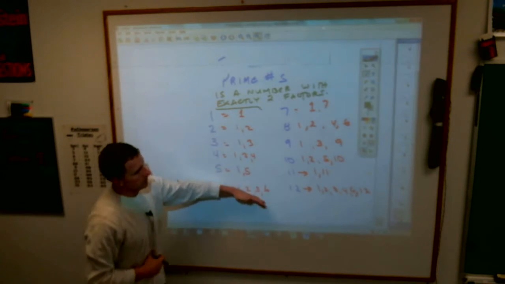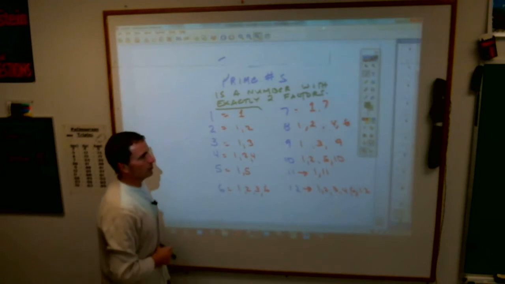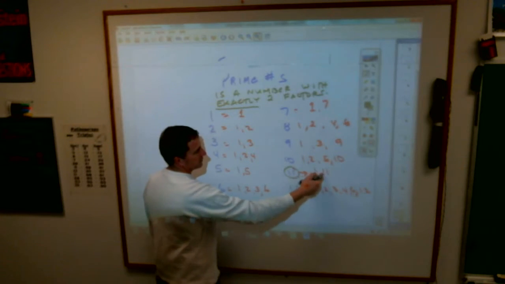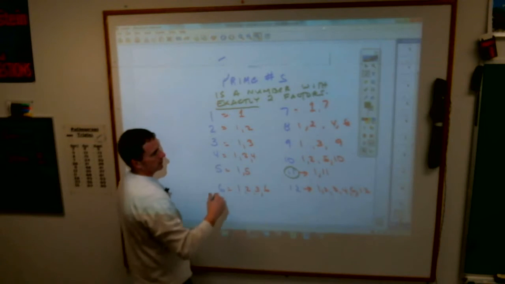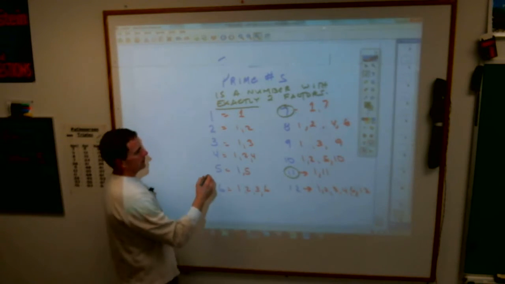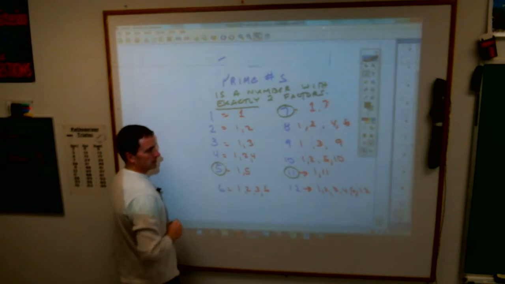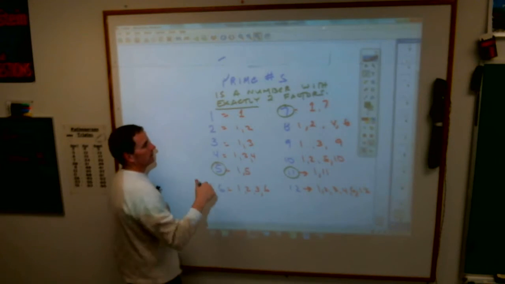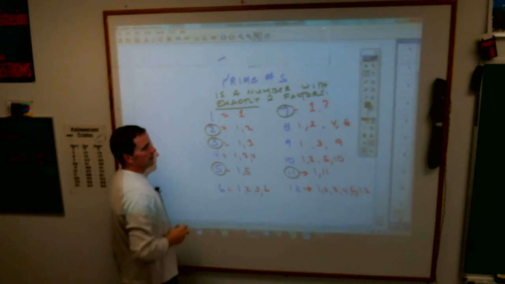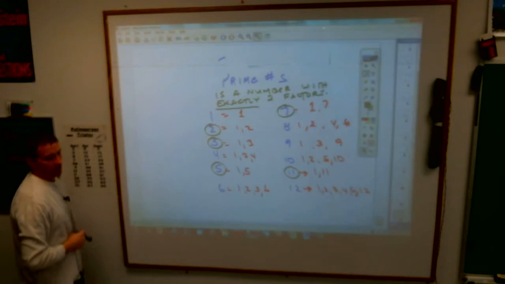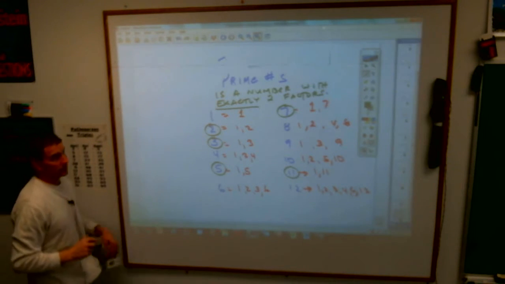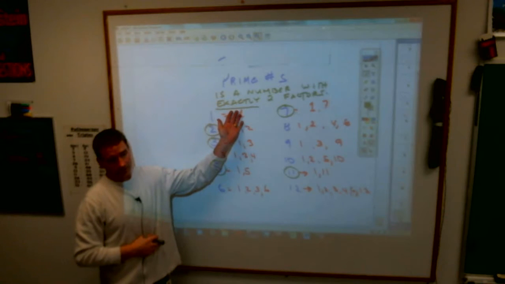So if you look at all the numbers we wrote here, which ones would we call prime numbers? Well, the number 11 is prime because it only has 1 and 11. The number 7 is prime because it's only 1 and 7. The number 5 is prime because it only has 1 and 5. The number 3 is prime. The number 2 is prime. What about the number 1? Is it prime? No, because it has to have 2. That's why I said exactly 2.